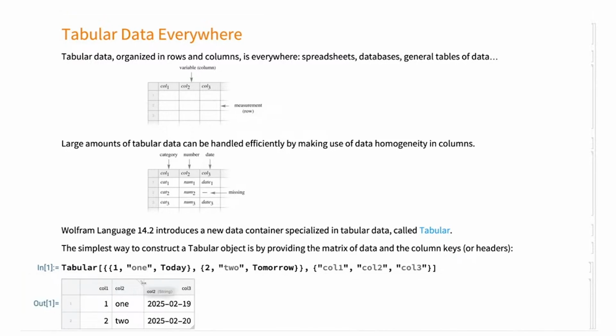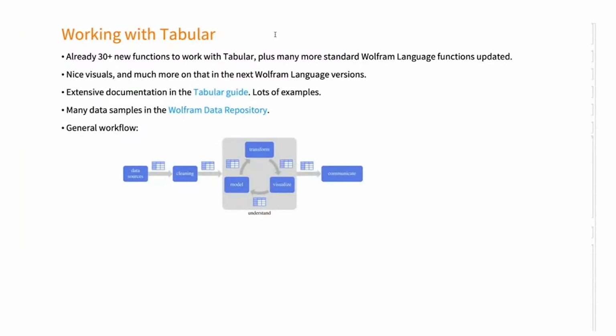So notice that we have some indications of types. So this is an indication of being a column of strings. And then we have a tooltip. So for example, this is a column of integers in 64 bits, or this is a column of dates with date granularity. So the standard workflow with Tabular is represented here.